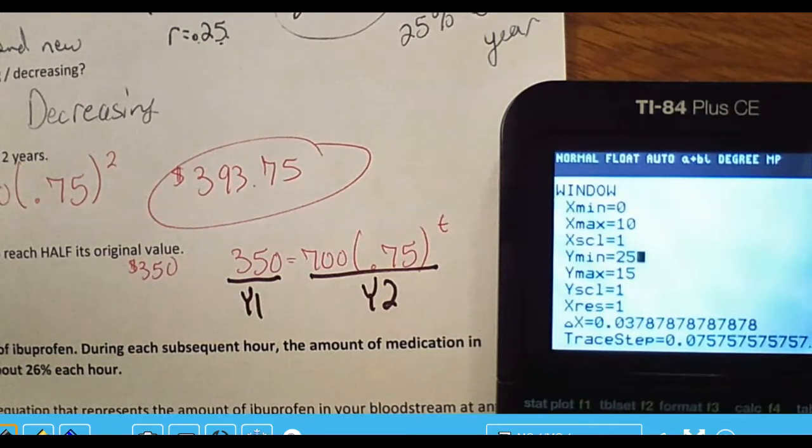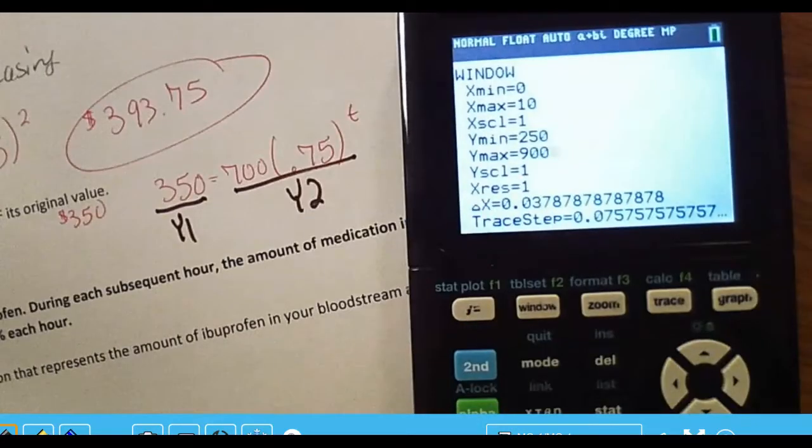I actually want 350, so I could do 350, but I actually want to go a little lower. I want some wiggle room on the y, so I'm going to go down to 250, and then the most the bike is ever worth is 700, but again, I want some wiggle room, so I'm going to put 900 in there. So that's in my window. I've just pressed this window button here.